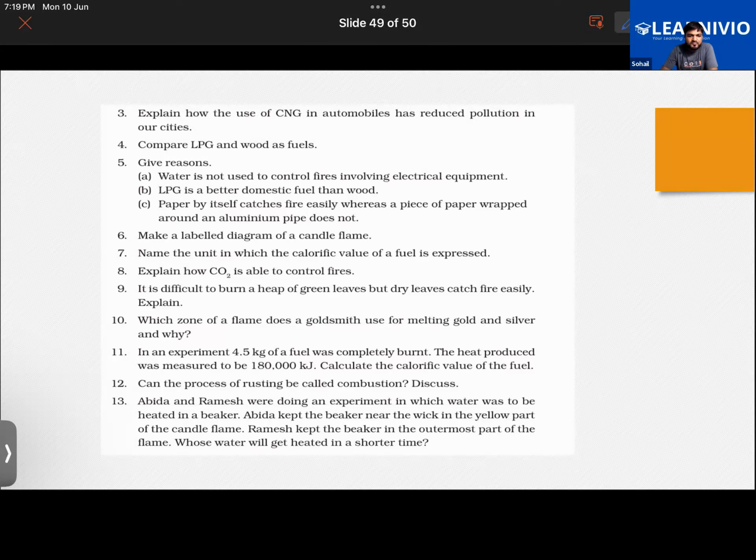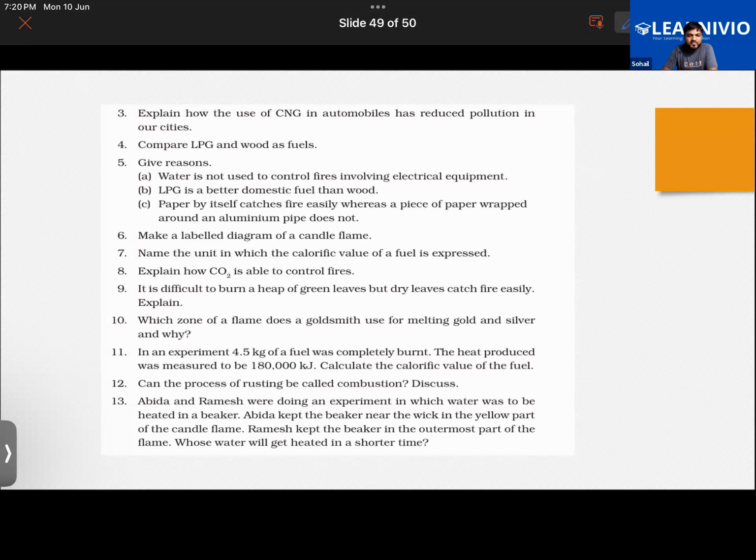Then we learned about the necessary conditions for combustion to take place. There has to be the presence of a combustible substance, which we call a fuel. Then a supporter of combustion, that is oxygen. Good. And one more thing, heat: heating the combustible substance up to its ignition temperature. We learned about all of that. Then we learned about the matchstick, and about calorific value of different fuels, and then how we control fire.